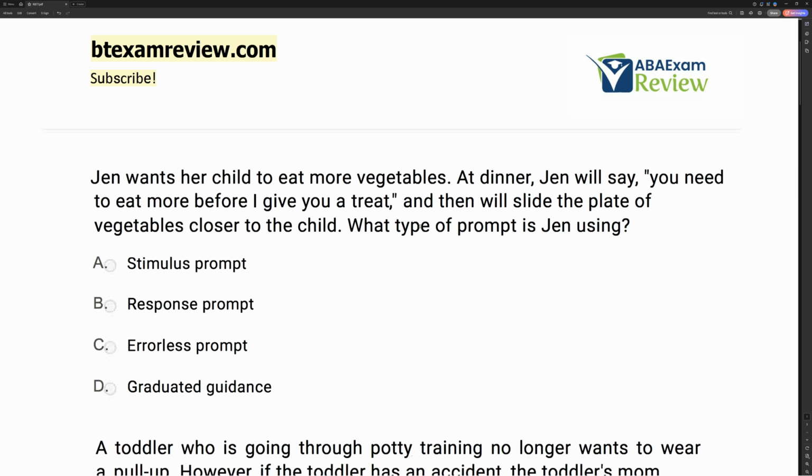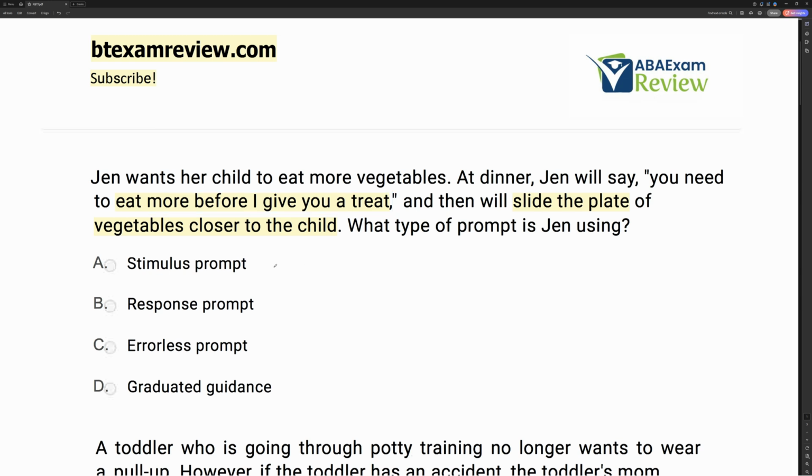So let's think about how the situation plays out, because with the prompt, we're going to have an SD and the prompt is going to follow that SD. So if Jen wants the child to eat more vegetables and then Jen says, "You need to eat more before I give you a treat," that's going to be our SD. She's telling the child, "Eat more before I give you a treat," and then slides the plate of vegetables closer to the child. So the prompt is sliding the plate of vegetables closer to the child. The SD is "Eat more before I give you a treat," and then the prompt occurs. So if Jen is sliding this plate of vegetables closer to the child, what type of prompt is Jen using?